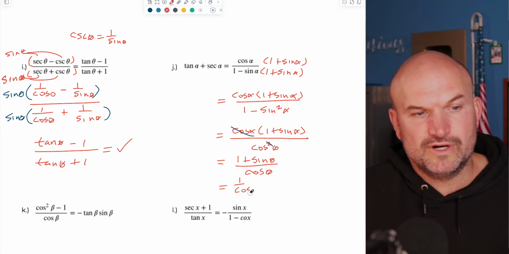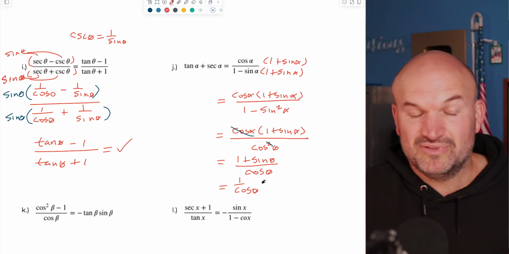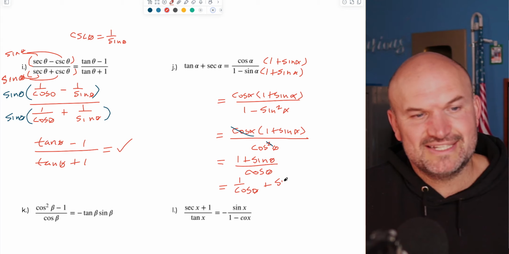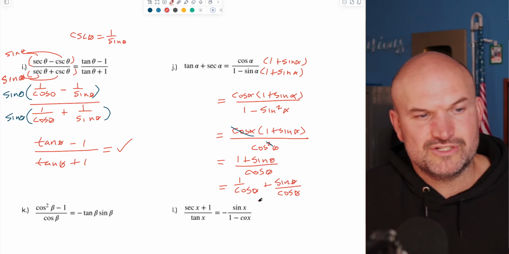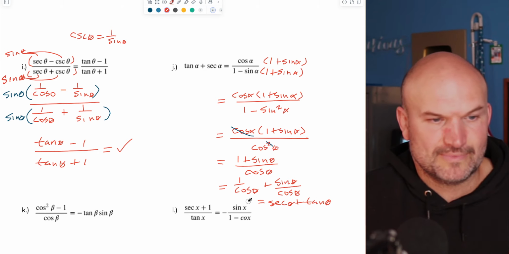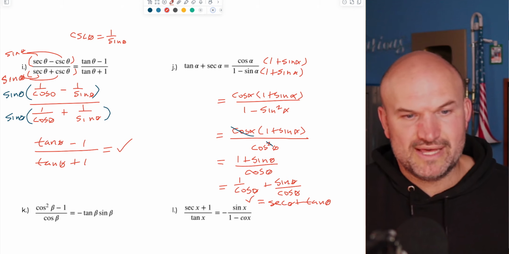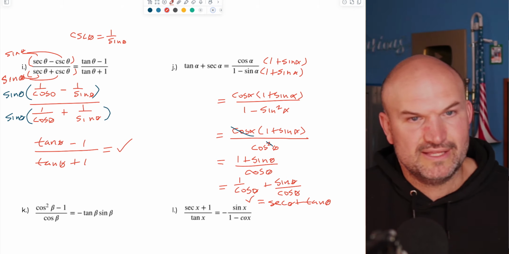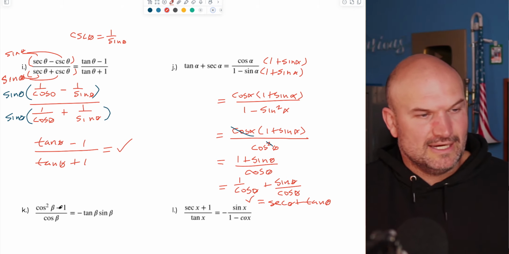I get a 1 over a cosine of alpha, or theta, plus a sine of theta divided by cosine of theta, which, ladies and gentlemen, we know that's going to be a secant of theta, and sine over cosine equals a tangent of theta, which exactly works. Voila. So that one works perfectly fine in that case as well. All right.